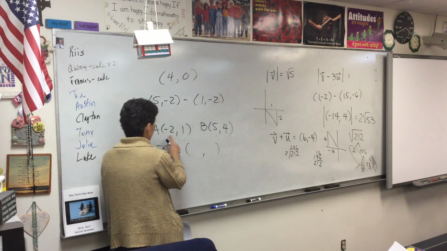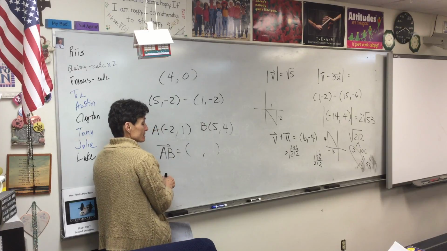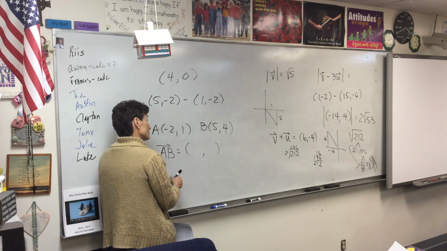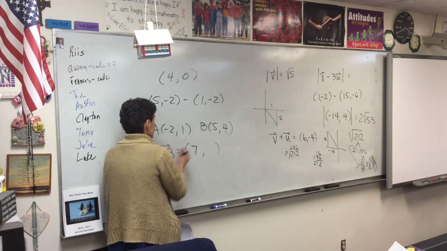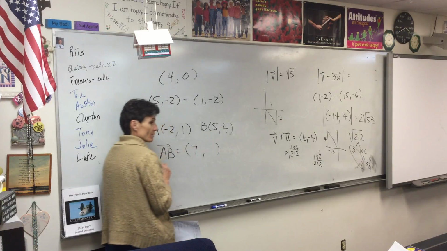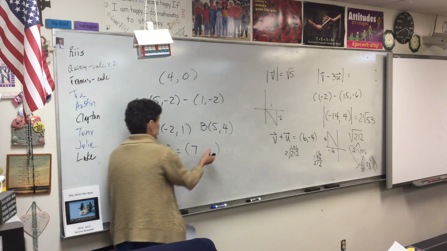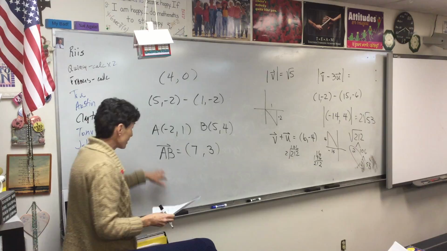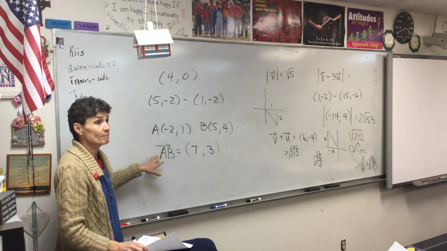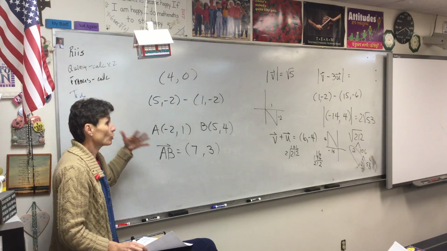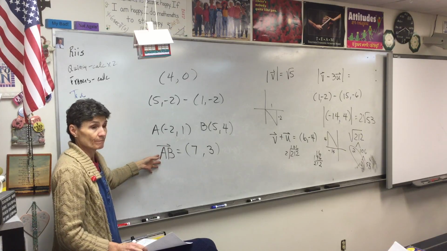So you're going from negative 2 to 5, that is 7. And you're going from 1 to 4, that is 3. So there are the components. That's all we mean by components. Find the coordinates of the vector.